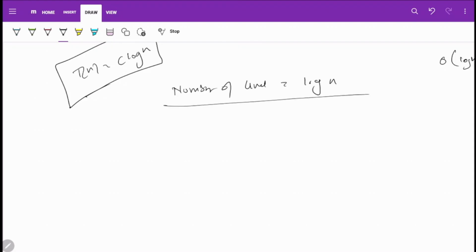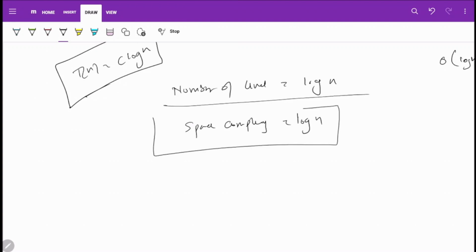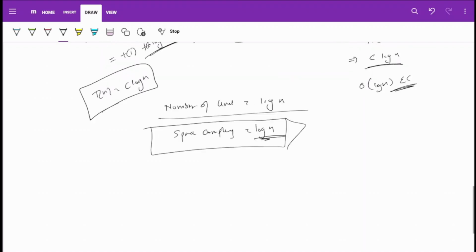And what will be the space complexity? As we know, in a recursive program, the space complexity is the height of the tree that you create during the recursive calls. So space complexity will be log n, the height of this recursive tree. So this is how you can find the power of an element using the DAC algorithm.